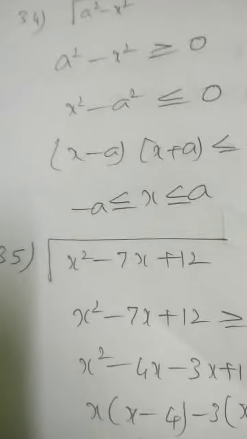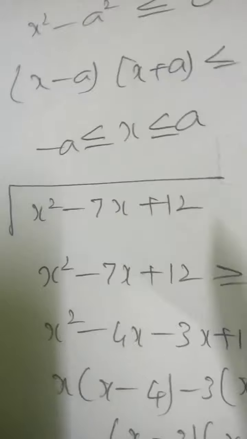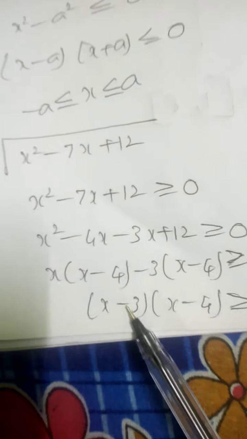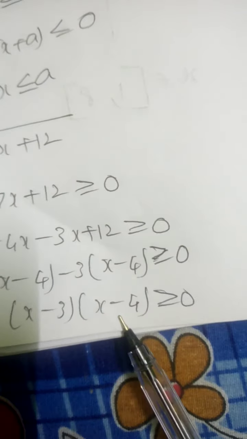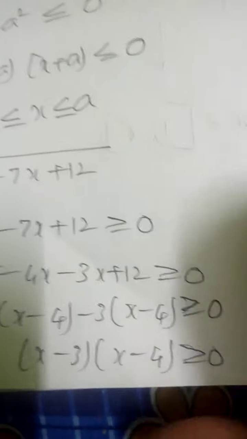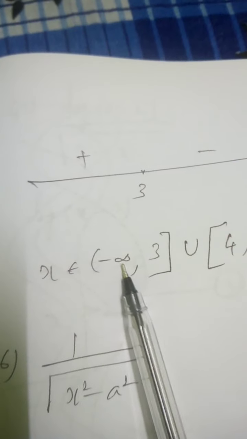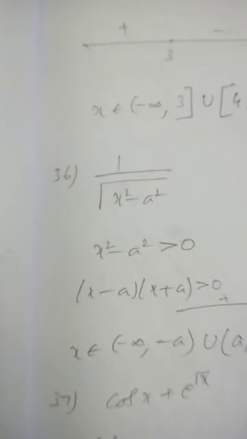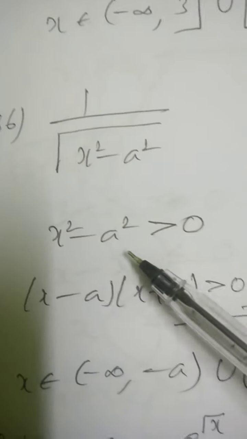Next question is root x square minus 7x plus 12. So x square minus 7x plus 12 is greater than or equal to 0. Factorize it. You will get the factors x minus 3 into x minus 4 greater than or equal to 0. So 3 and 4 separately. Less than 3 is plus, greater than 4 is plus, so x belongs to minus infinity to 3, closed interval, union 4 comma infinity.